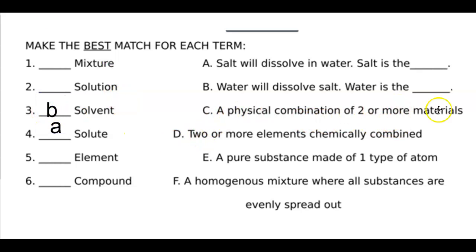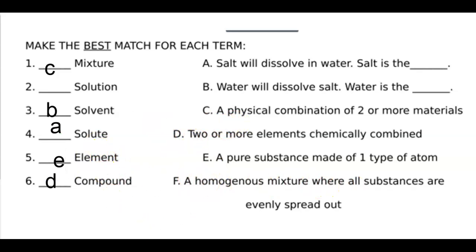A physical combination of two or more materials is a mixture because it's physical. Two or more elements that are chemically combined is a compound. A pure substance made of one type of atom is an element. Remember how we sorted in the beginning when we classified things? Element, mixture, compound. All matter can be classified. Oh, that might have cracked the code for you there. All matter can be classified as either element, mixture, or compound.